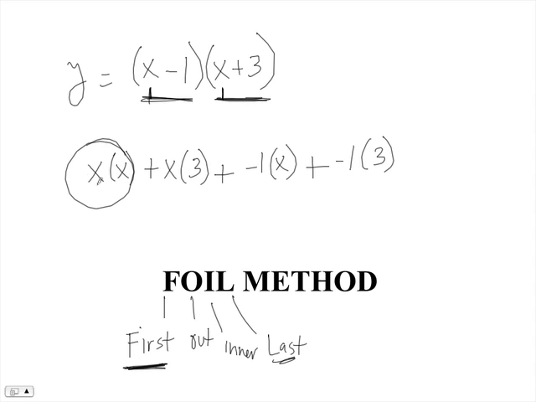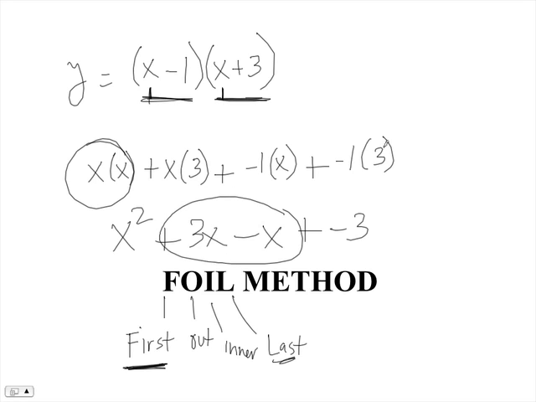Alright? X times X, X squared. Plus X times 3, 3X. This is minus X. I'll just write plus negative 3, but I'll change that up in a second. You always do like terms. Plus 3X minus X becomes X squared plus 2X minus 3 equals Y. What did we just do?